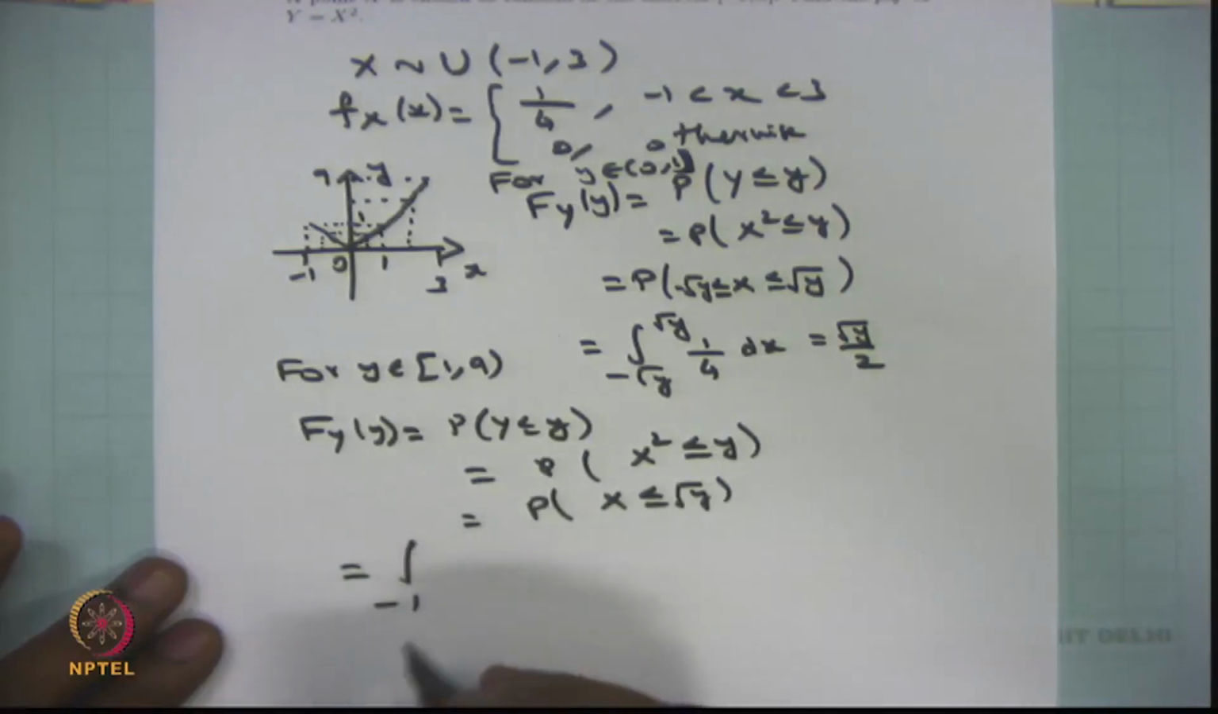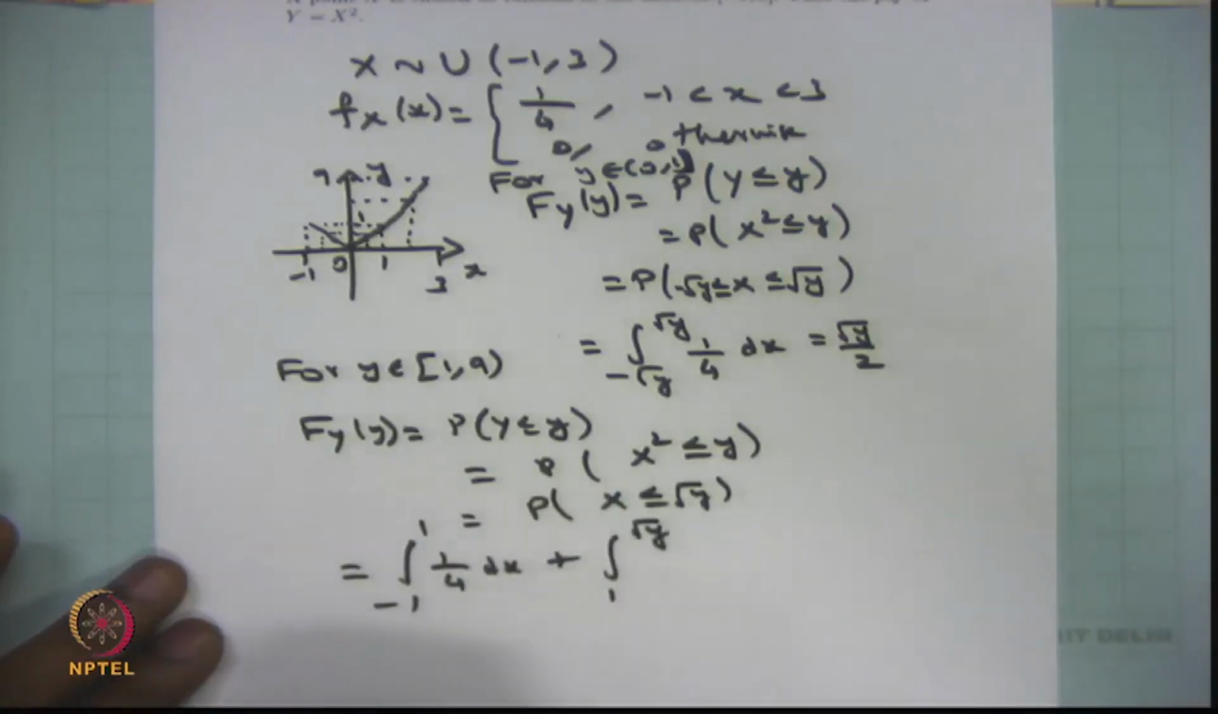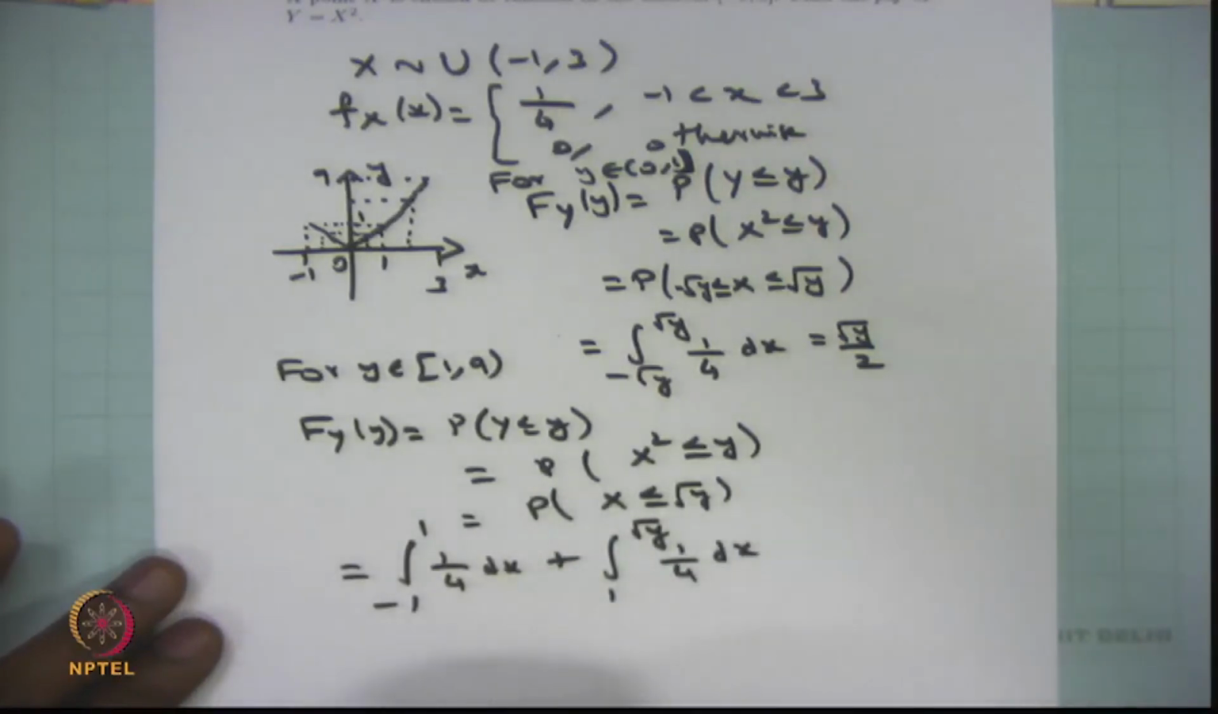Therefore, it is minus 1 to 1. The probability density function is 1 by 4, plus from 1 to square root of y, the probability density function is 1 by 4 dx.